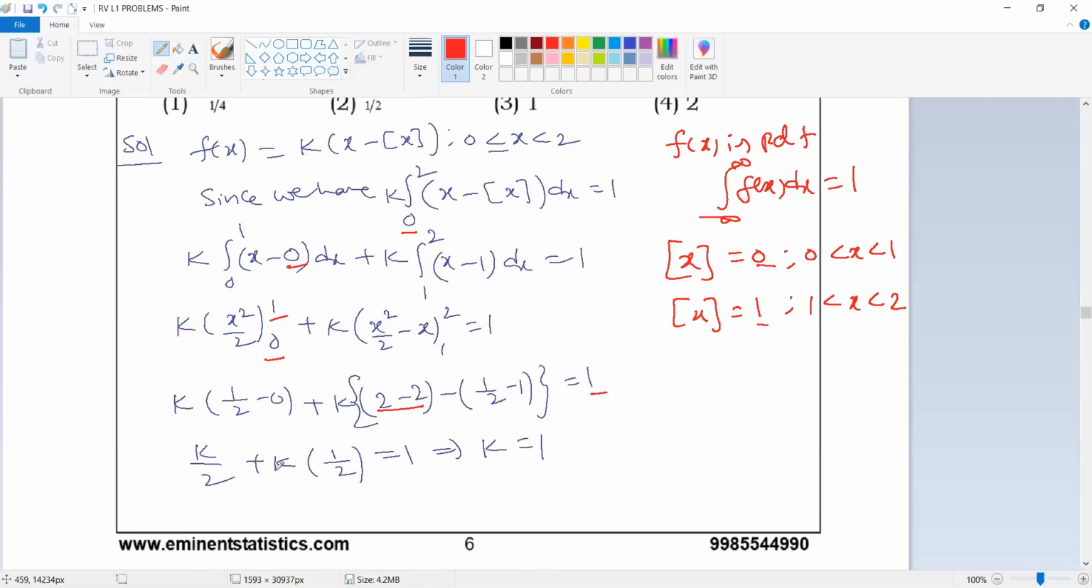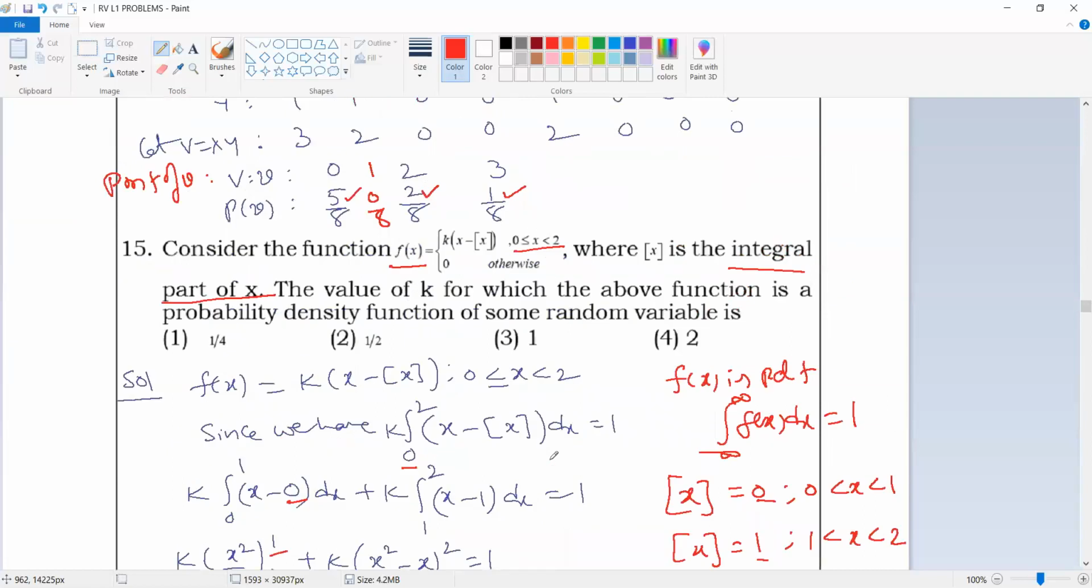So k by 2 plus k into this value, 0. This value, minus half. Minus half is equal to plus half. k by 2 plus k by 2 is equal to 1. So the k value is equal to 1. So this is a very important model. So the answer is k value is equal to 1.